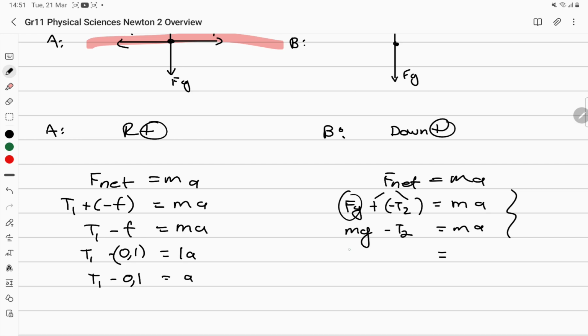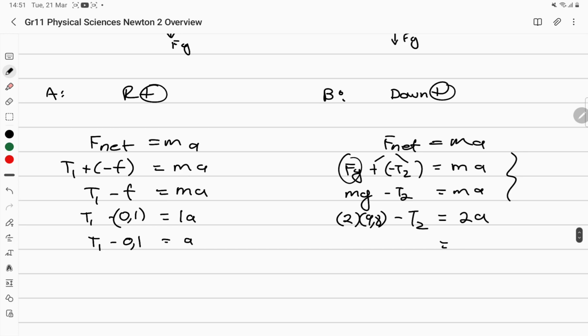All right, so let's put in some values. So the m for b was 2 kgs, right? And 9,8 is your g value, your gravitational acceleration. And the m is 2, and the acceleration we don't know. Let me solve this quick, or simplify. Well, there we go. But we have to determine a.